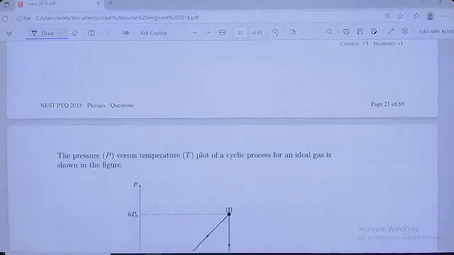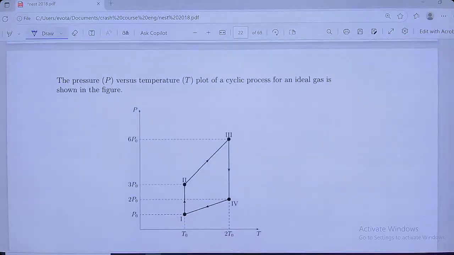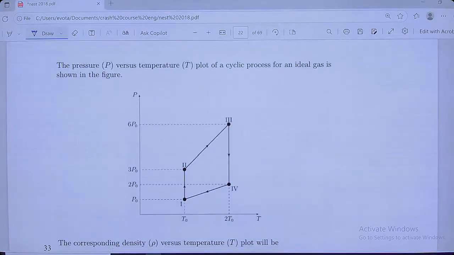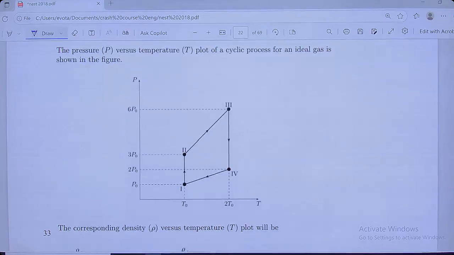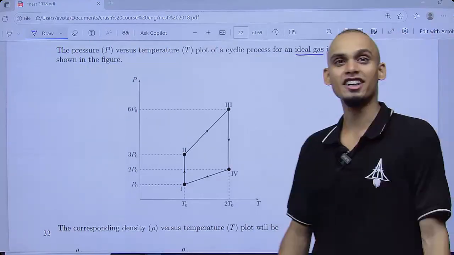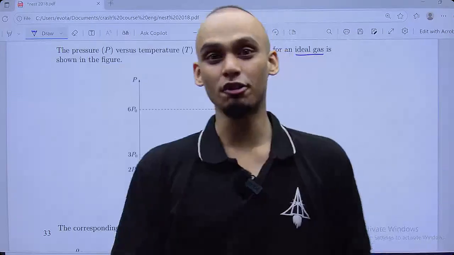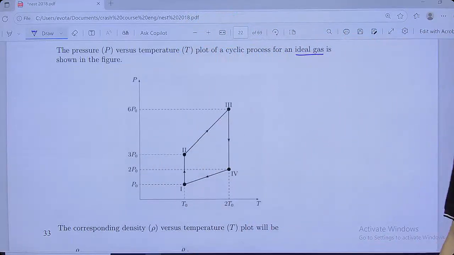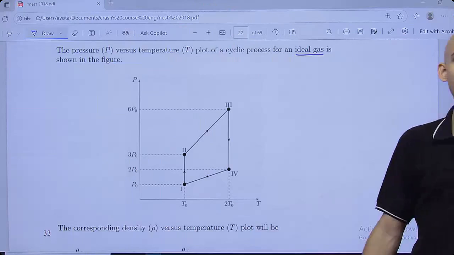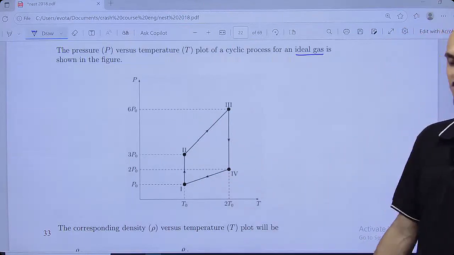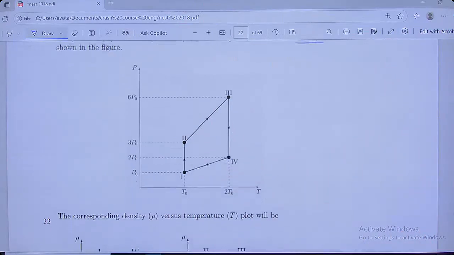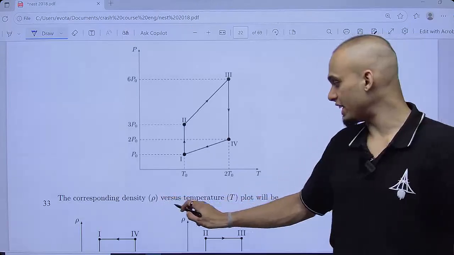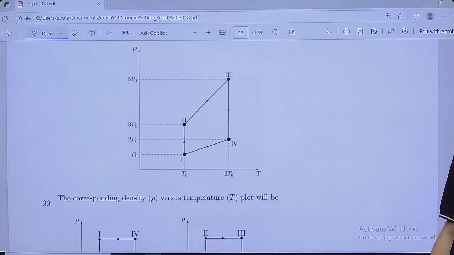In this question, we have a PT diagram, and all we've been given is that there is an ideal gas over here. So no degrees of freedom nonsense, just 3 by 2 kT we know can represent the energy. And also we can use ideal gas equation for this gas. We have been asked to calculate the corresponding density versus temperature plot. Density versus temperature we have to plot.